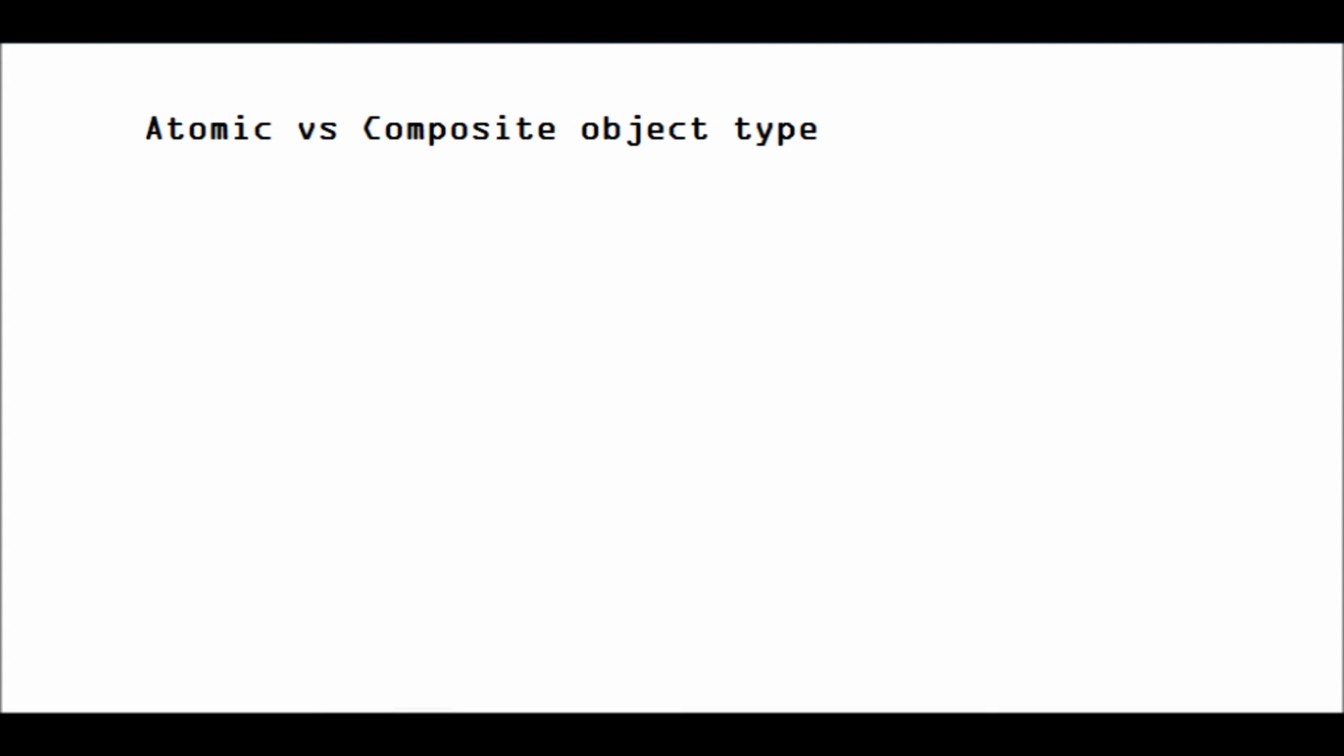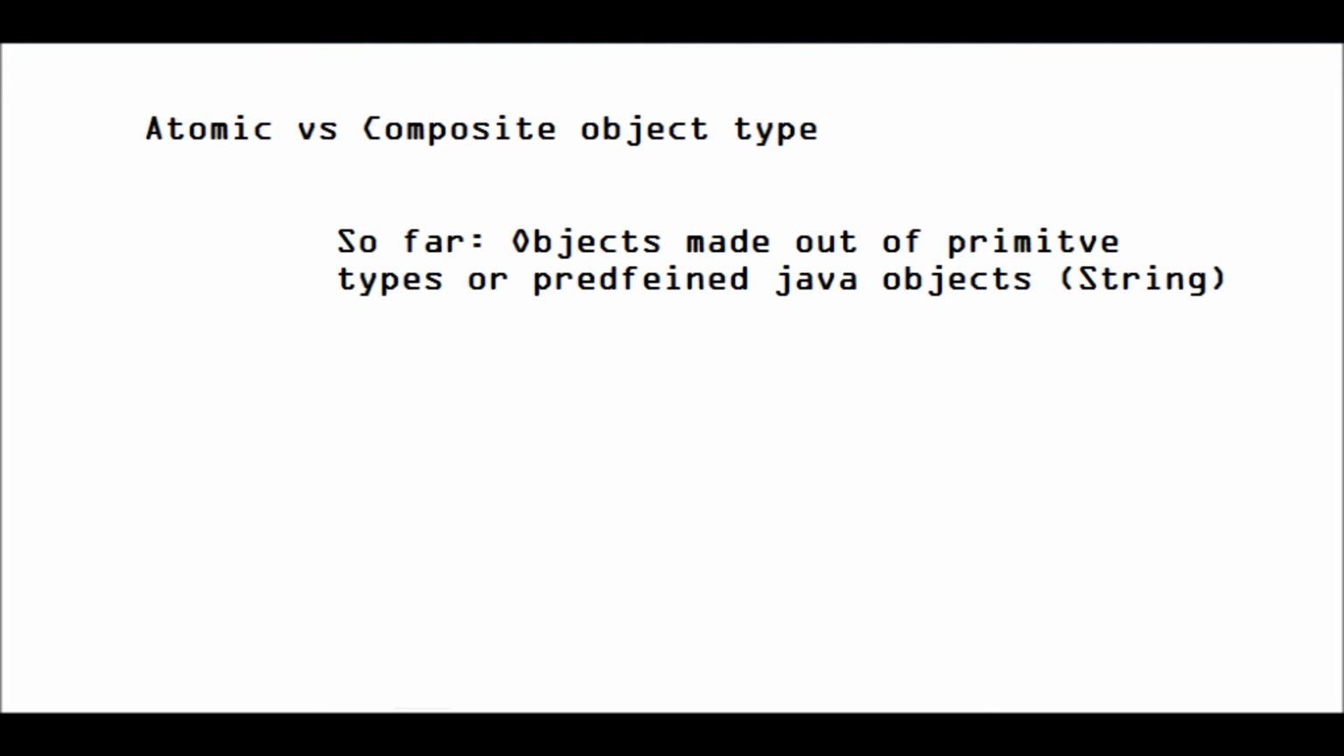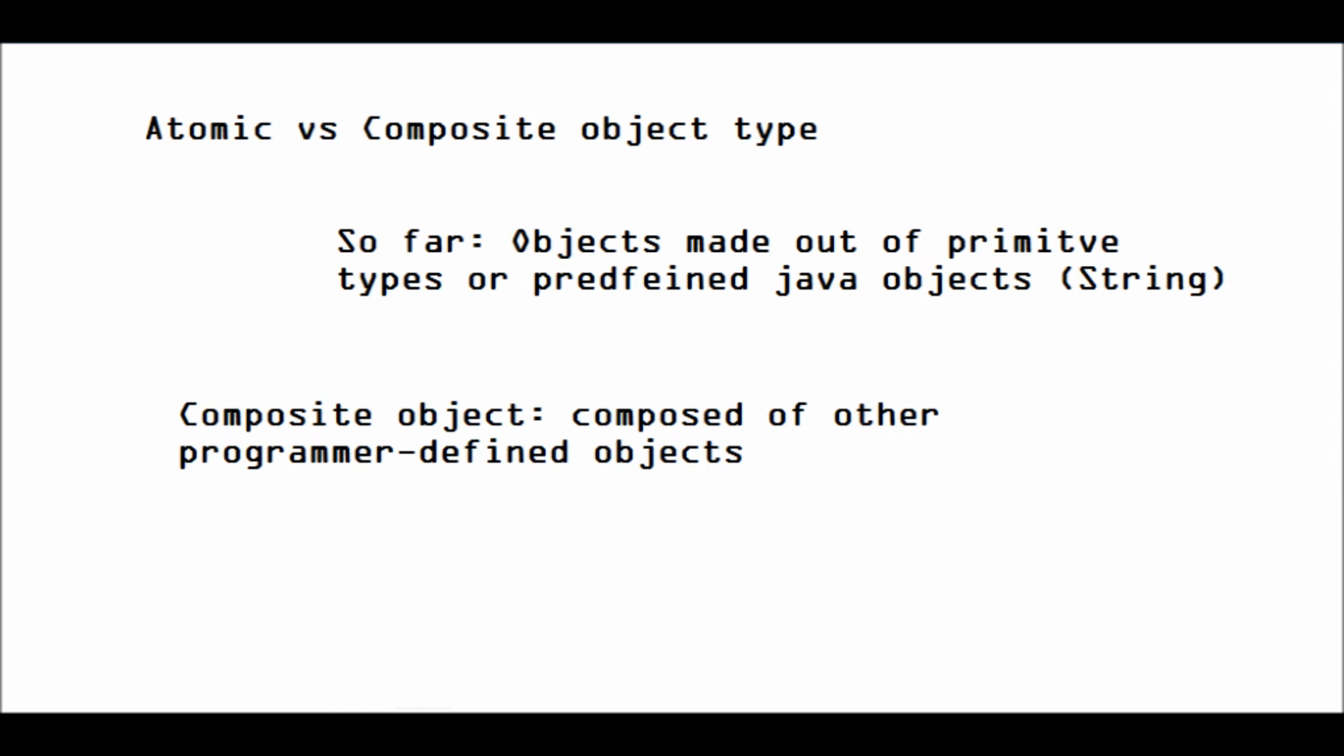Alright, so let's talk about the difference between atomic and composite objects. So far we've been looking at atomic objects, and they're made out of primitive values, either ints or strings, predefined objects in Java. So that's what an atomic class, atomic object is. However, composite objects are comprised of other programmer-defined objects.